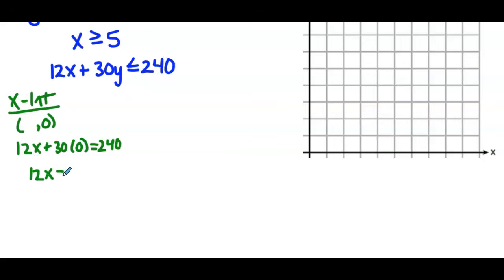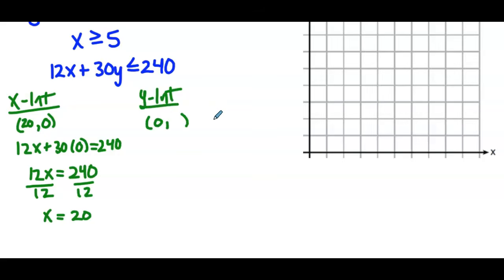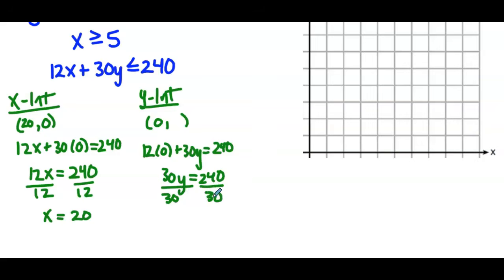So we'd have 12x equals 240. Divide both sides by 12. X equals 20. So our x-intercept is (20, 0). The y-intercept is the point whose x-coordinate is 0. So substituting 0 in for x, we're going to get 30y equals 240. We can divide by 30 on both sides of our equation. Y is going to be equal to 8. So (0, 8).